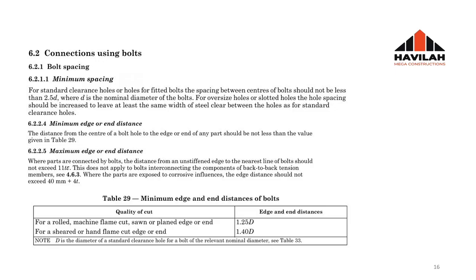All right, where the parts are exposed to corrosive influences, the edge distance should not exceed 40 millimeters plus 4t. So we know that the maximum edge or end distance we're dealing with in our work should not exceed 11tε. So please note all of these things we said. As we start our calculations in the next class, we'll bring practicality into all of this knowledge.